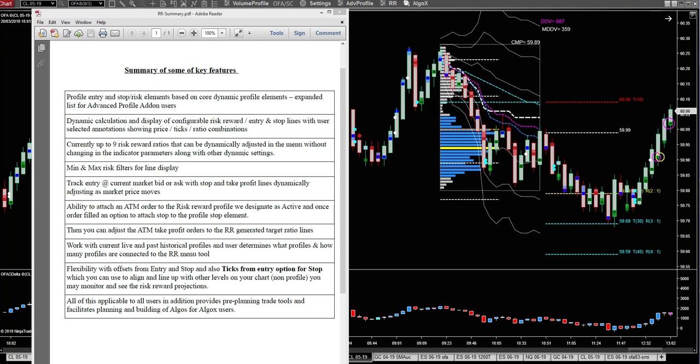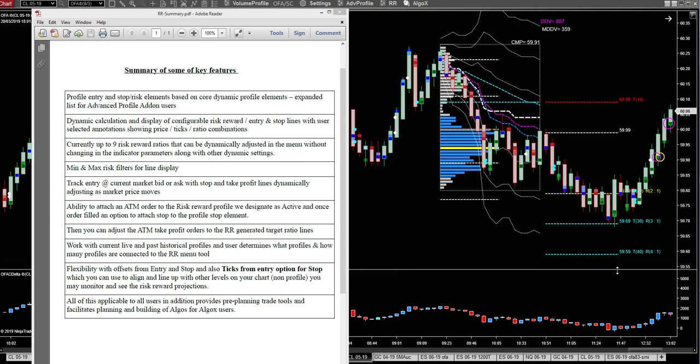Next, I want to cover a summary of the key features and then the key benefits of the risk reward add-on. You can see in this summary on the left here, we have profile entry and stop risk elements based on the core dynamic profile elements. Additionally, advanced profile users will have an expanded list, 6 additional elements, as I covered in the settings video. Dynamic calculation and display of configurable risk-reward entry stop lines with user-selected annotations showing price, ticks, and ratio combinations.